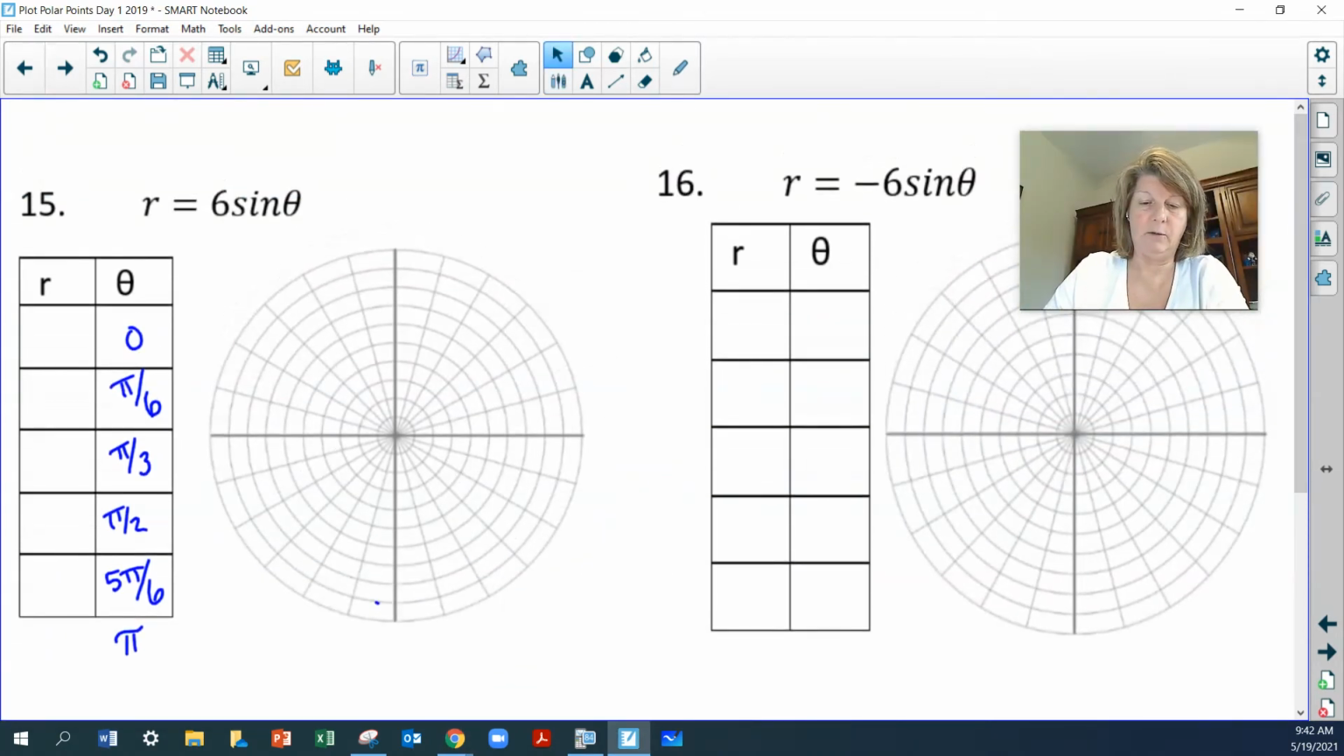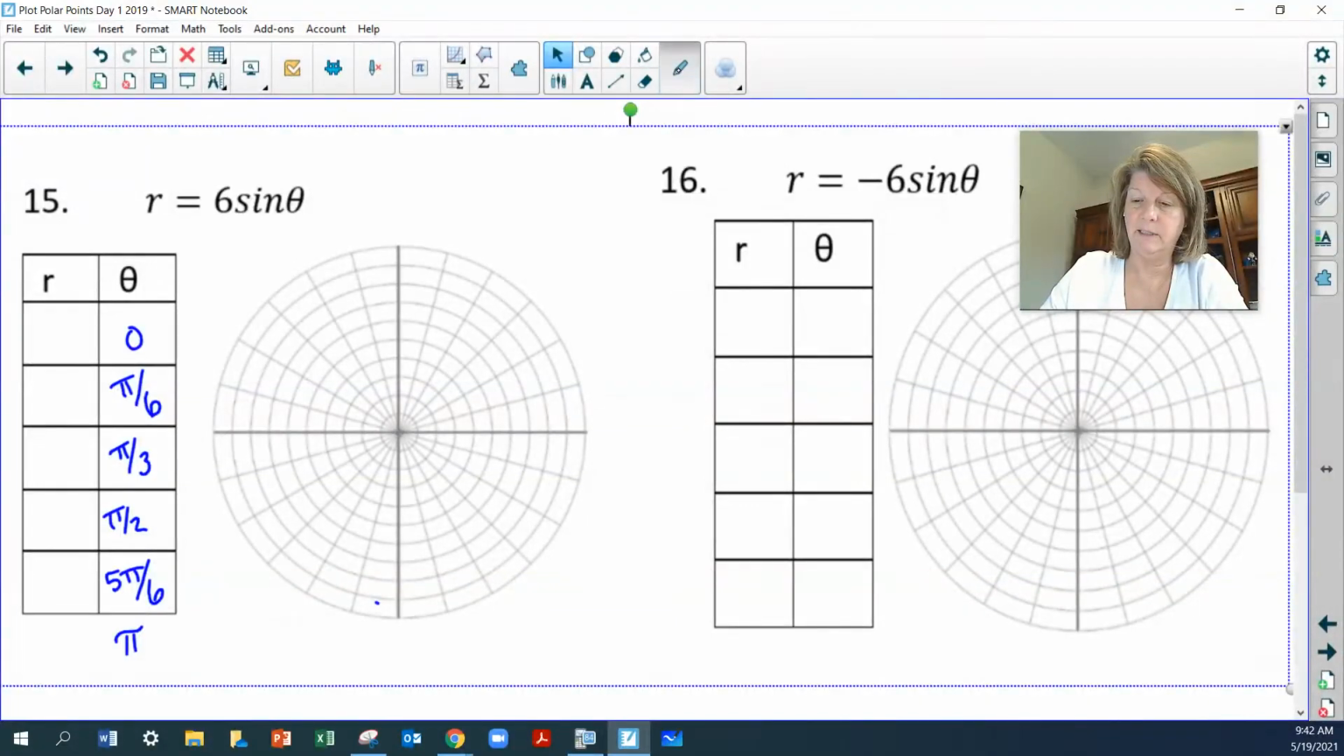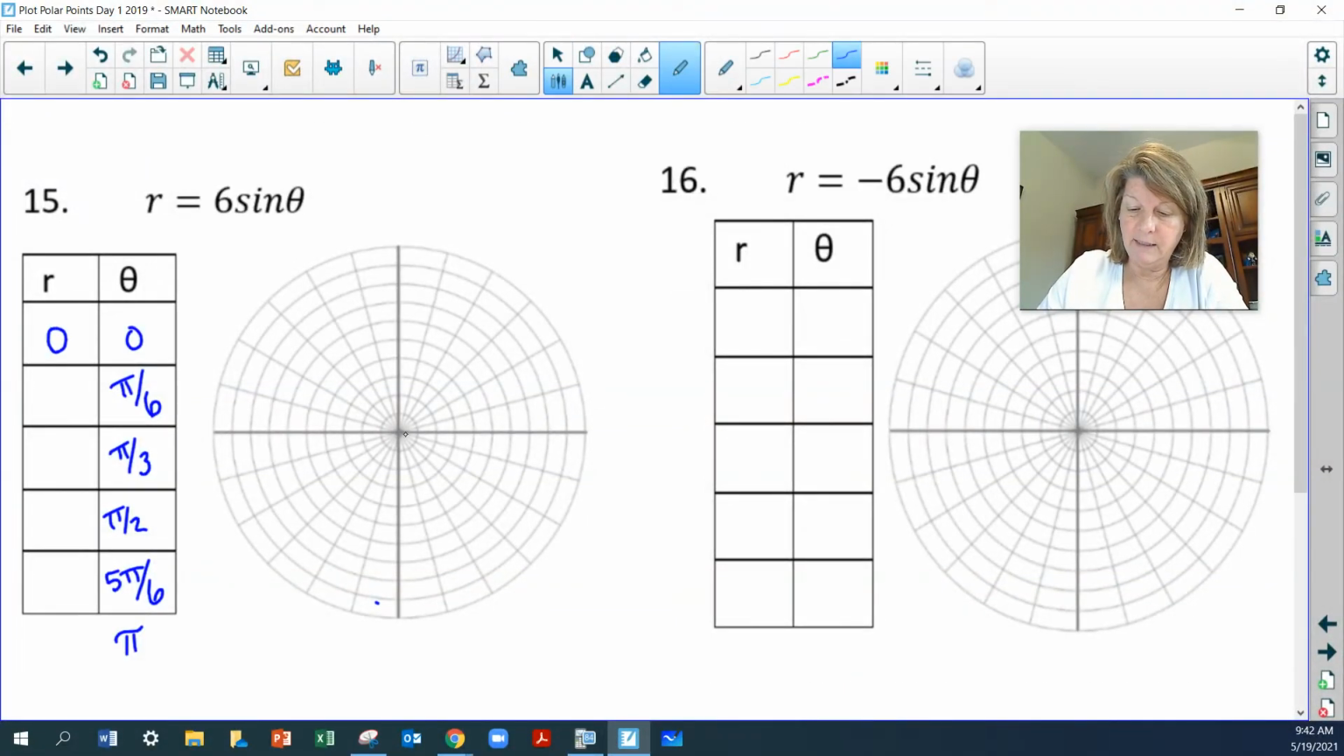Now, let's put those into our equation to get our ordered pairs. 0 goes in, sine of 0 is 0. So that's going to be r equals 0. That's going to plot right at the pole. Then pi over 6 goes in. Sine of pi over 6 is half. So this would be 6 times 1/2. Looks like that turns out to be 3 on the pi over 6. So now we're plotting points, and that's why we had to learn to do those. 1, 2, 3 on the pi over 6 angle.